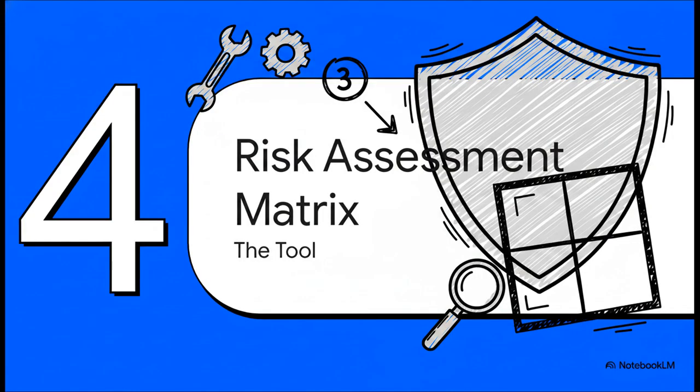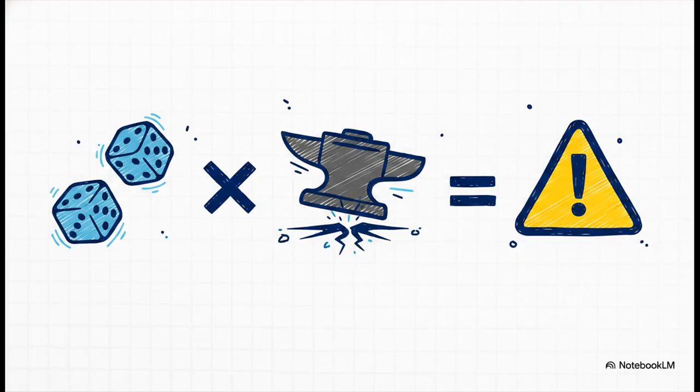Section 4, the risk assessment matrix, the tool. We've seen the playbook, but how do we actually calculate and analyze those risks? Let me introduce you to the primary visual weapon in the engineer's shield, the risk assessment matrix. It literally all boils down to this one fundamental equation.